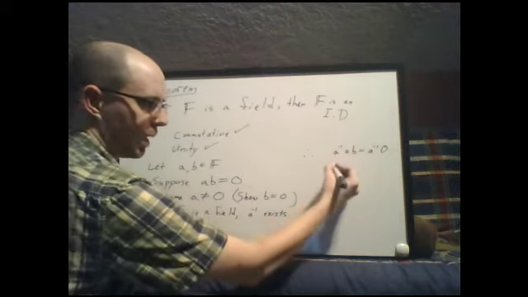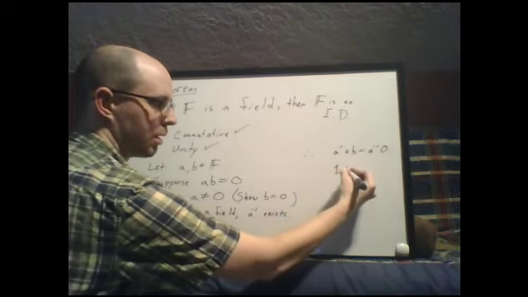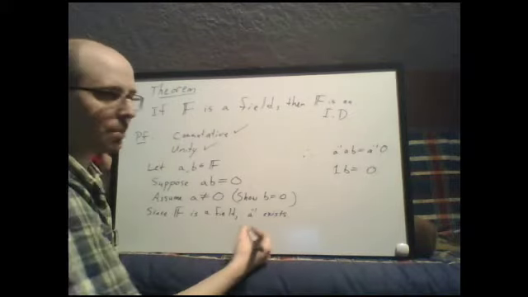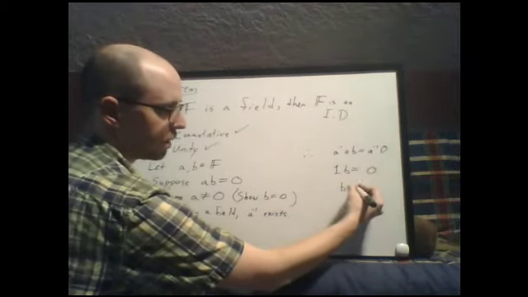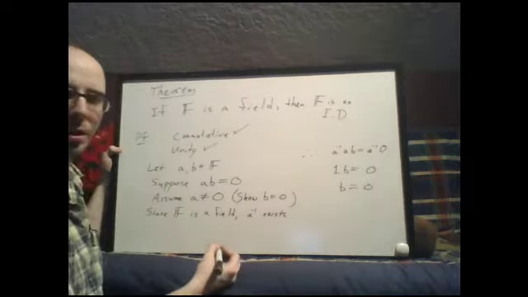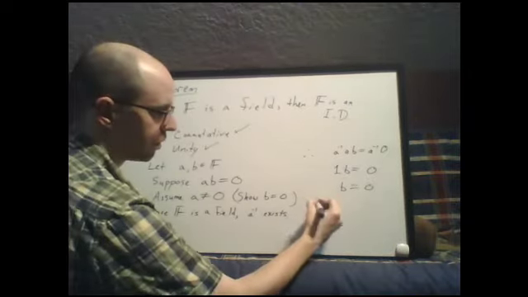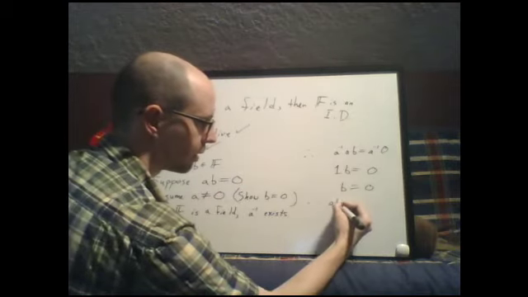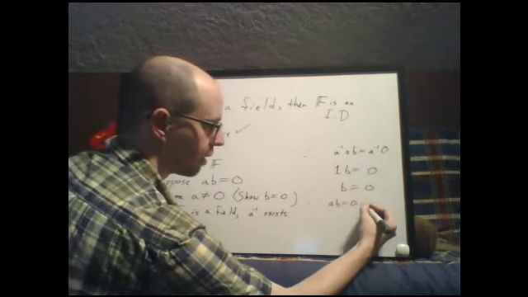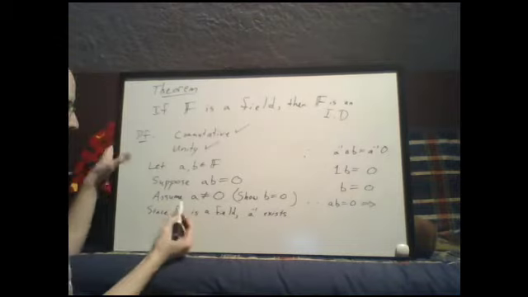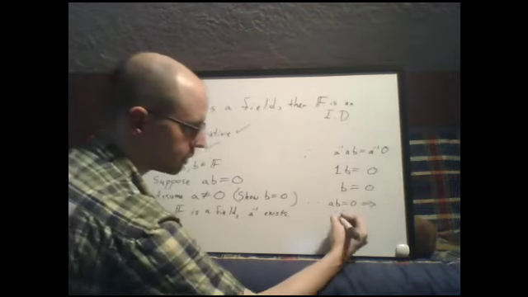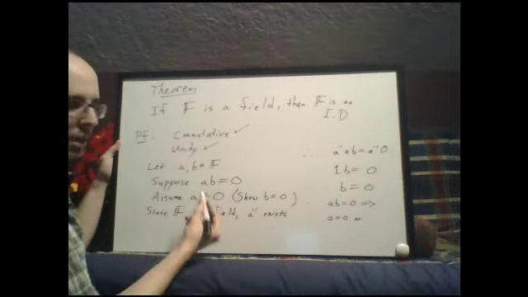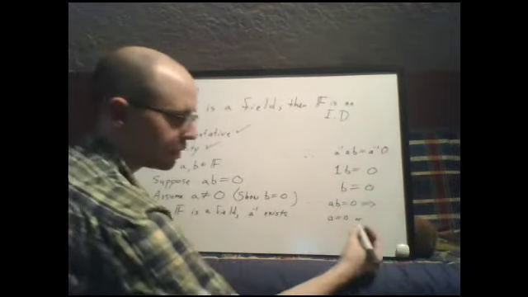A inverse times A gives me 1. A inverse times 0 is 0 because everything times 0 is 0. So therefore B equals 0. So therefore AB equals 0 implies either my assumption was wrong and A equals 0, or my assumption is right, A doesn't equal 0, but in that case B equals 0.